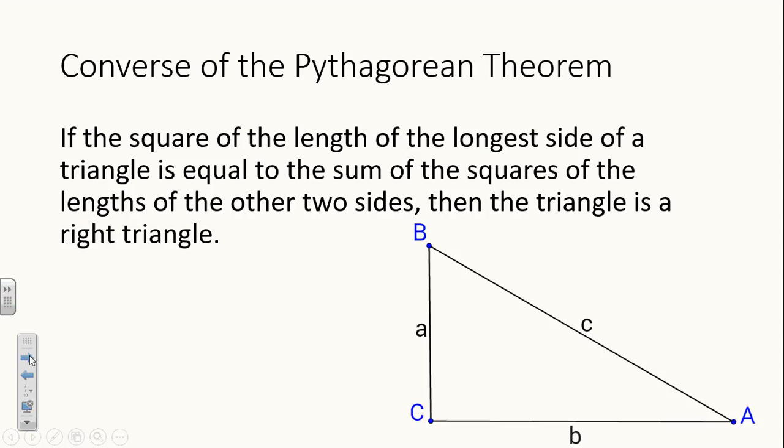Converse of the Pythagorean theorem holds. The Pythagorean theorem says if you have a right triangle, the leg squared plus the leg squared is the hypotenuse squared. The converse switches them, and it says, hey, if a squared plus b squared equals c squared, then it's a right triangle.